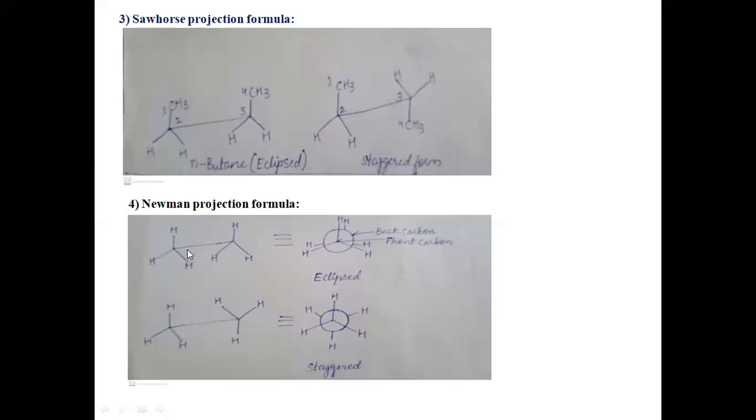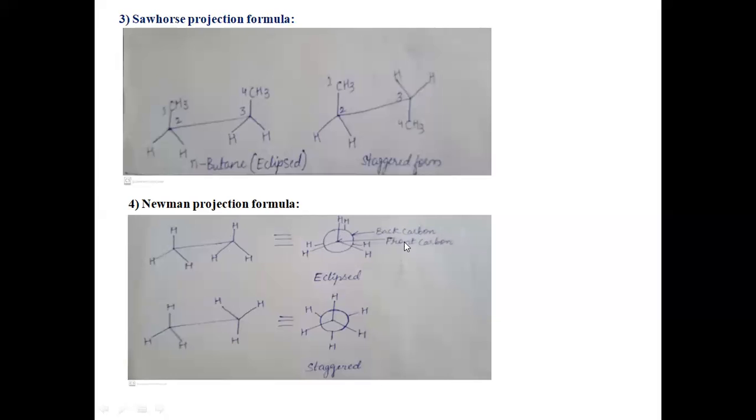Now we have represented the carbon which is nearer to the observer. Now move on to the carbon atom which is far away from the observer, that is the back carbon atom. So this back carbon atom is represented by a circle. This circle is nothing but the back carbon atom.